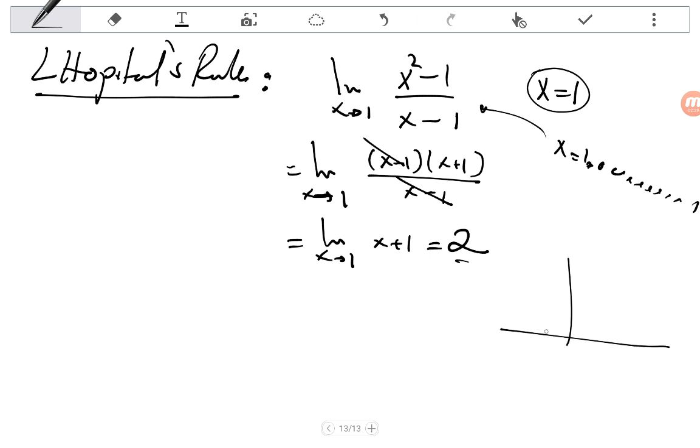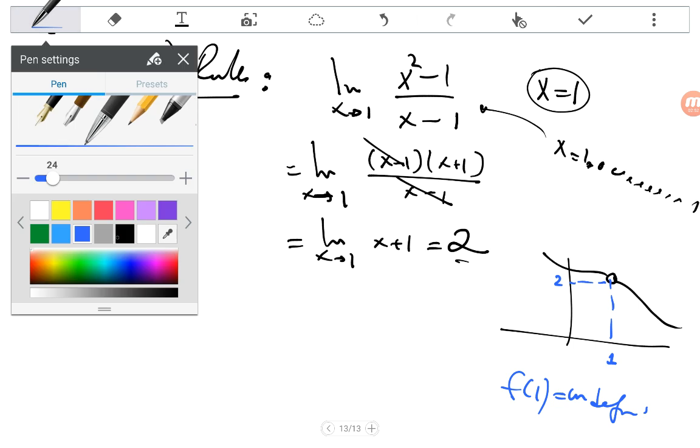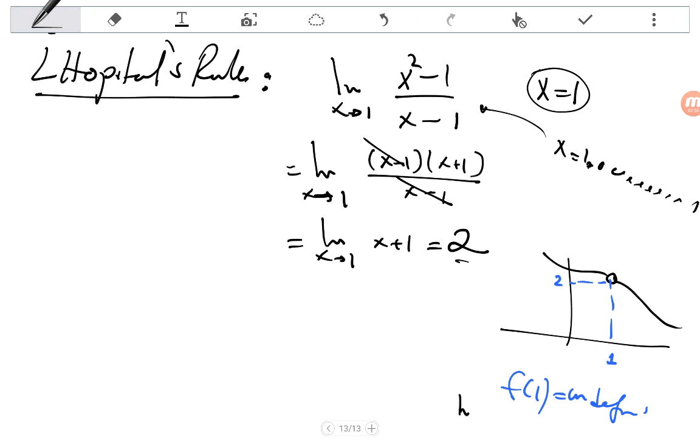Okay? How would I graph this, for example? I may have this function. This function is 1 and here is 2. Okay? If I tell you what is f of 1, f of 1 here is undefined. But when I tell you what is the limit x approaching 1 of this function, you will tell me it will be 2.